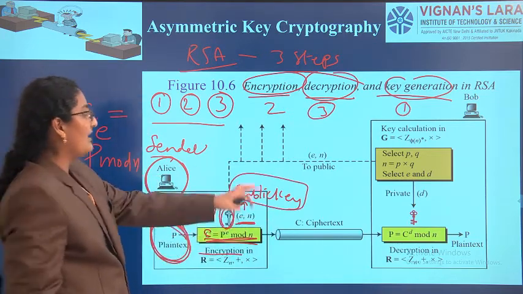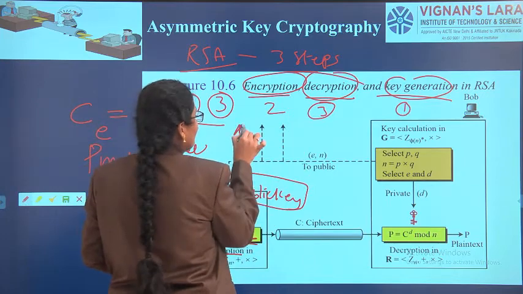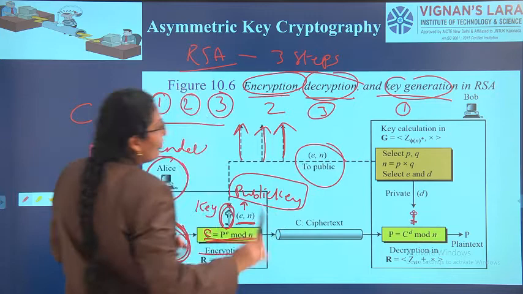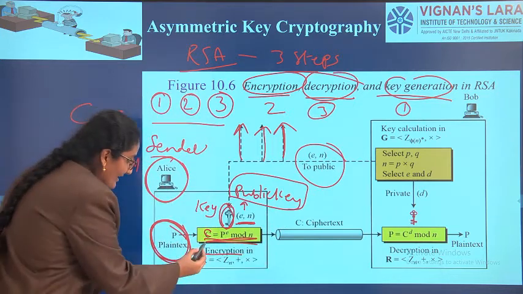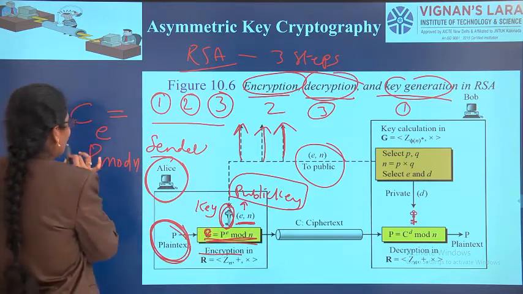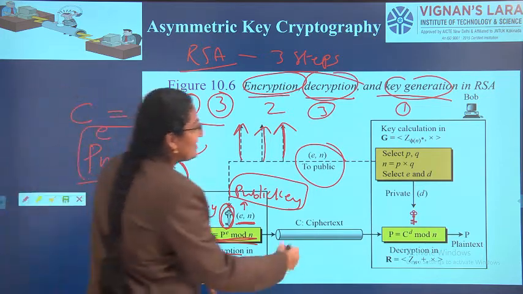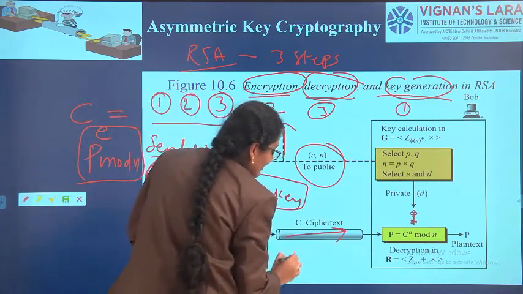Since it is the public key, it is known to everybody. You can see here, this arrow box indicates that it is the public key, so it is known to everybody. Once the ciphertext is obtained by this formula, P power E mod N, this ciphertext is given to the receiver. See here, it is an insecure channel.